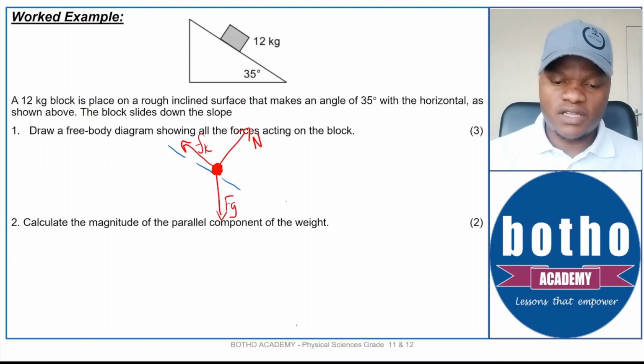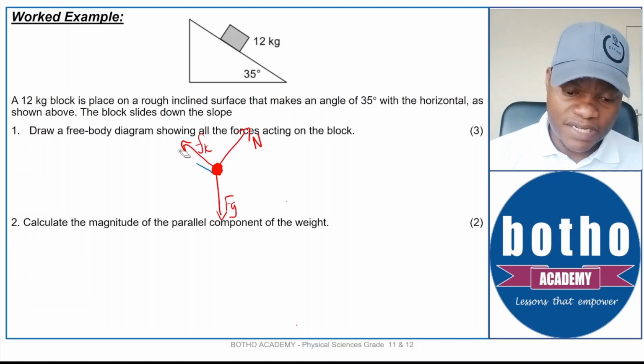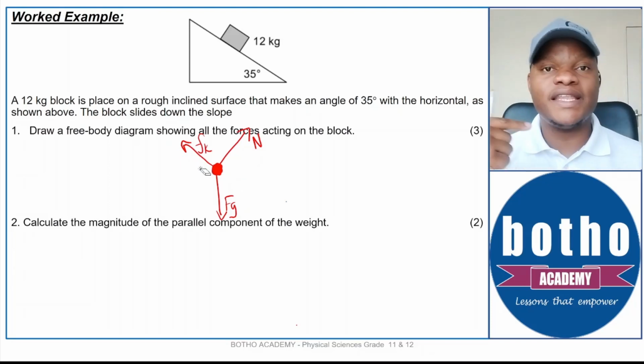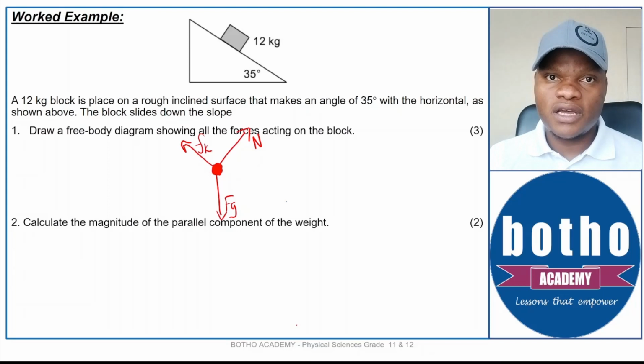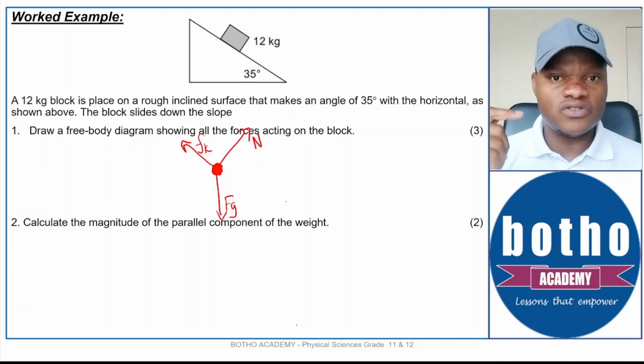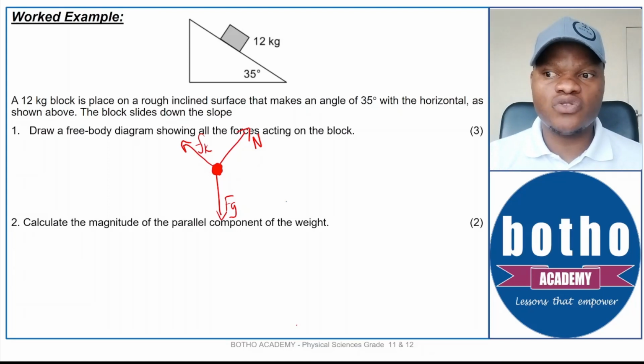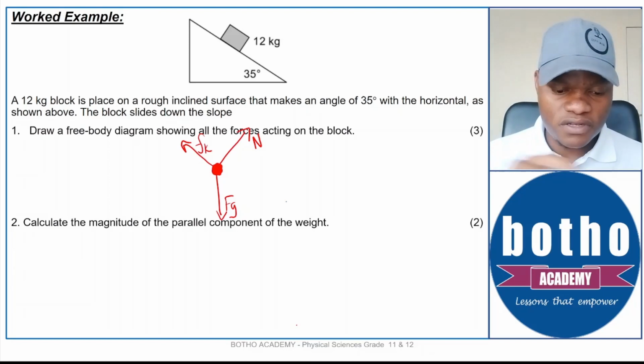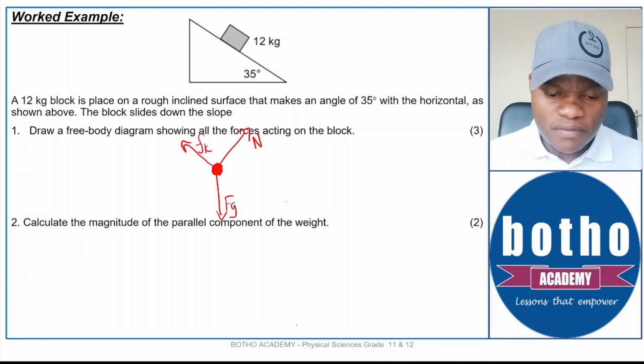It's not necessary for you to do it, but I'd really strongly advise, based on the number of mistakes I've seen marking scripts of learners, that they draw the wrong free body diagram because they don't understand the relationship between the normal force and the frictional force together with the surface. Okay, now we are required to calculate the magnitude.